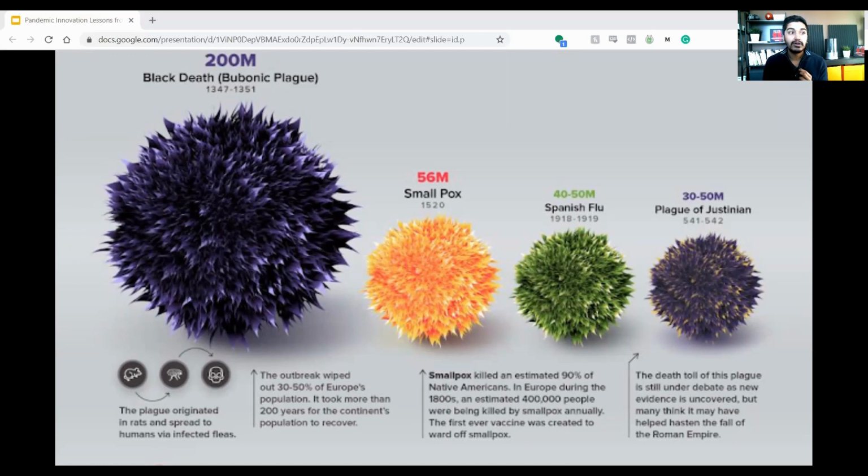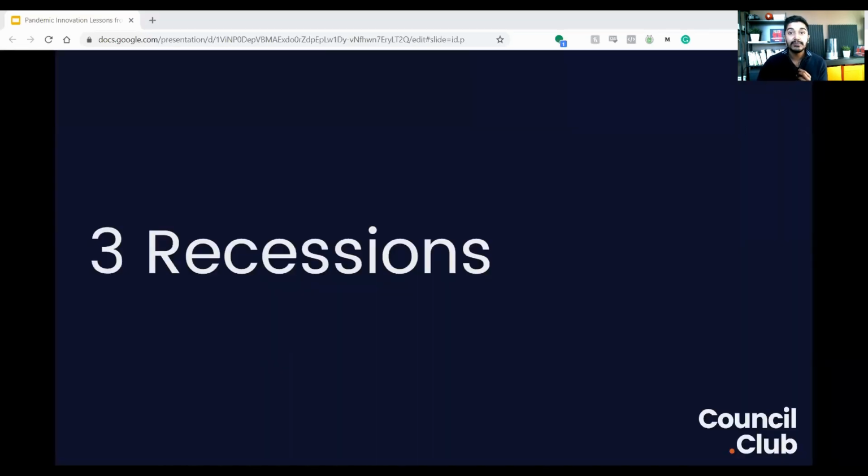All right, now that we have said this, let's take a look at three examples, three recessions from the past and how companies have come out of them. Fantastic companies, some that are still surviving today. We're going to look at three different scenarios. One is 10 years ago, the second is in the 1980s, and the third is in the 1700s. We'll go all the way back first.